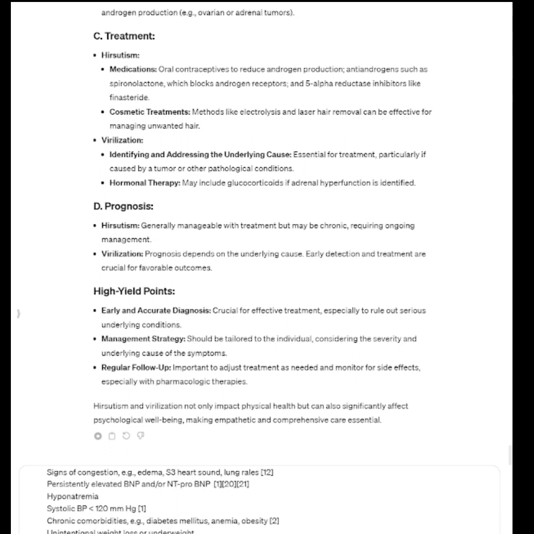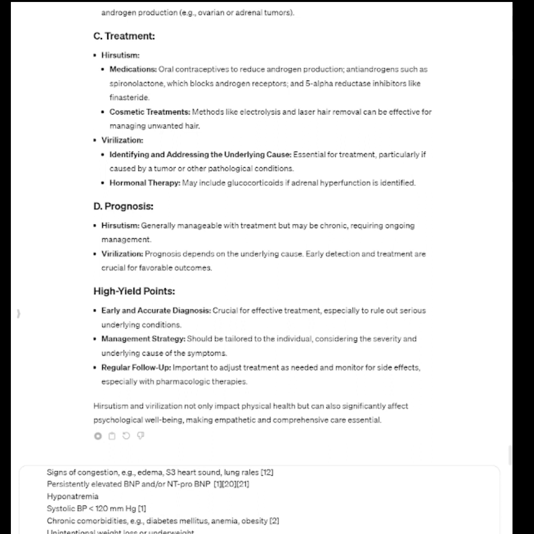High yield points. Early and accurate diagnosis, crucial for effective treatment, especially to rule out serious underlying conditions. Management strategy should be tailored to the individual, considering the severity and underlying cause of the symptoms. Regular follow-up to adjust treatment as needed and monitor for side effects, especially with pharmacologic therapies.